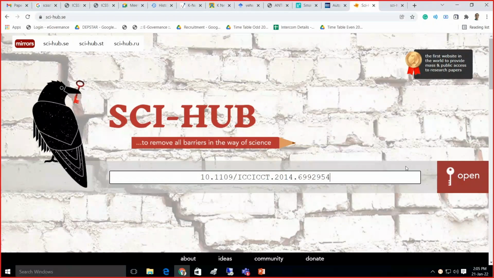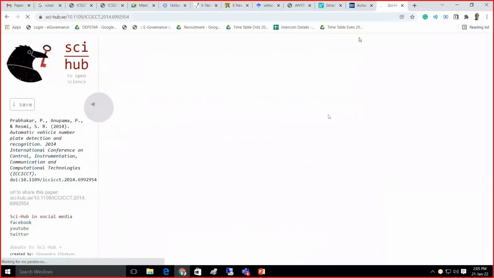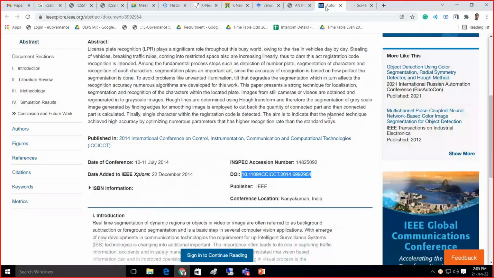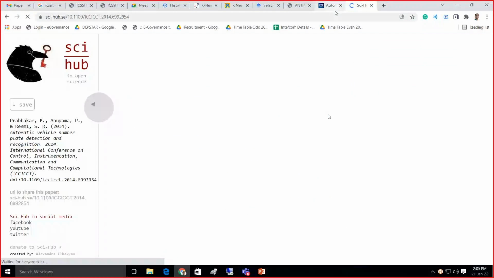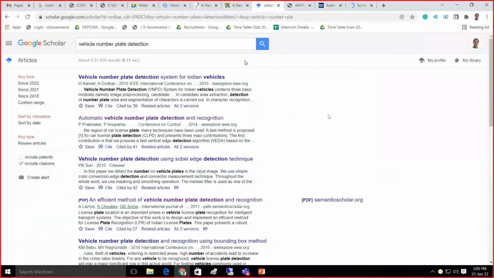Okay, so paste over here and no problem. Okay, the paper will be opened soon. Maybe you can also download such things this way if it is not openable. Okay, got it?